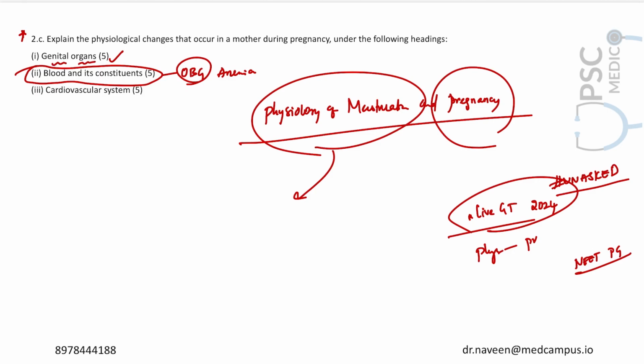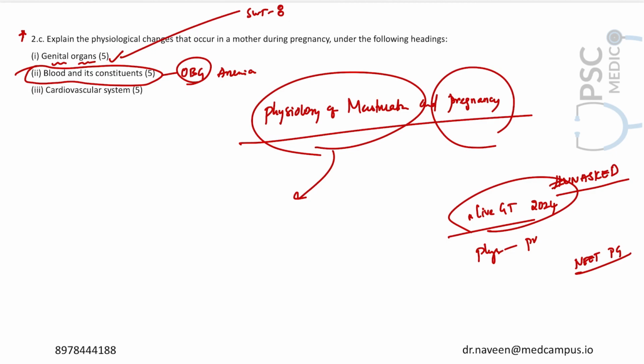Genital organs, again, if you have a general idea of that during pregnancy, because of the effect of estrogen and progesterone, there is breast hyperplasia, hypertrophy, and areolar changes. You can predict that the uterus also becomes softened. Physiological changes during pregnancy. We have different signs, which are also asked in the OBG test series. Okay, subject-wise test series. Goodell sign.